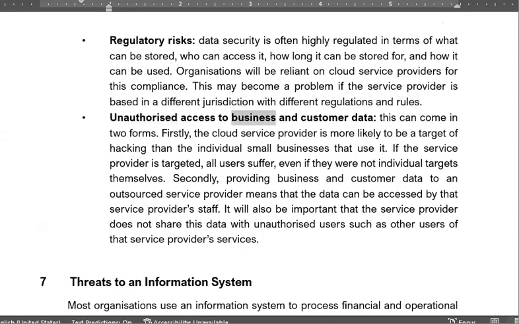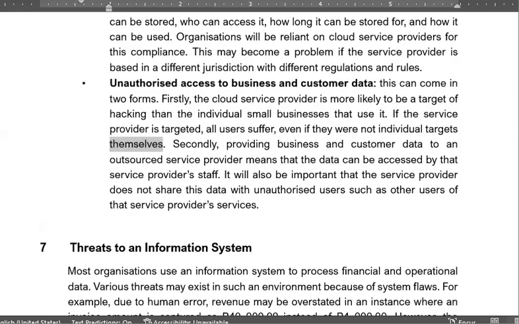Unauthorized access to business and customer data. This can come in two forms. Firstly, the cloud service provider is more likely to be a target of hacking than the individual small businesses that use it. If the service provider is targeted, all users suffer, even if they were not individual targets themselves.